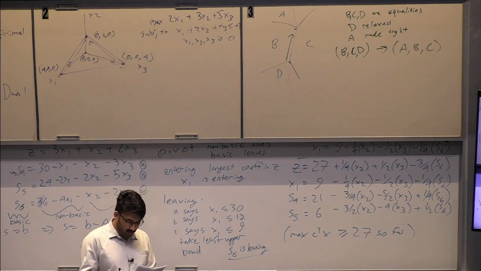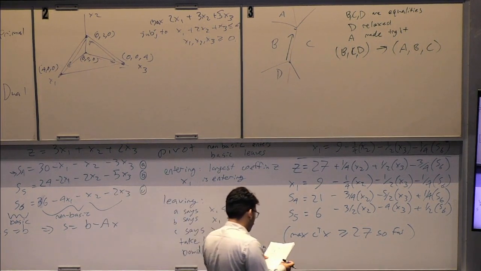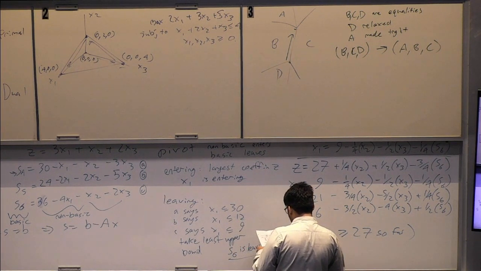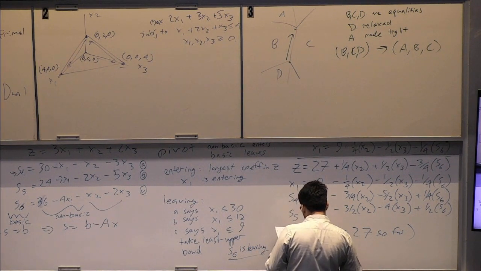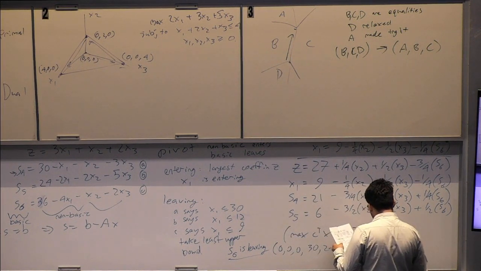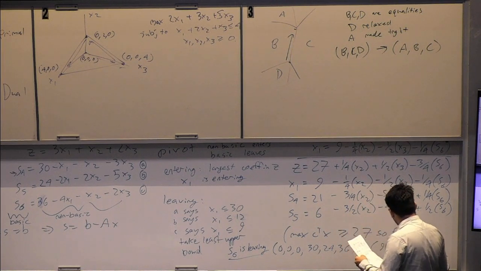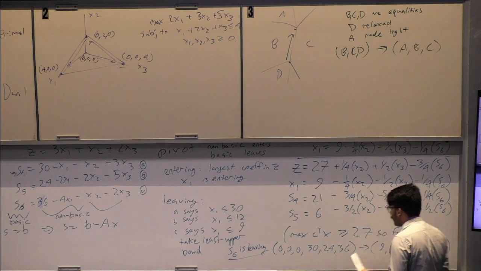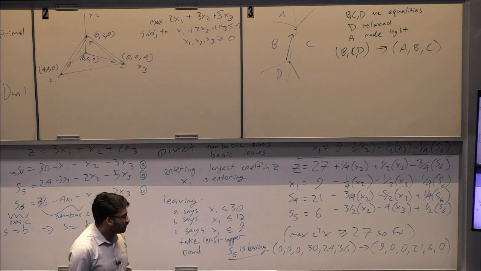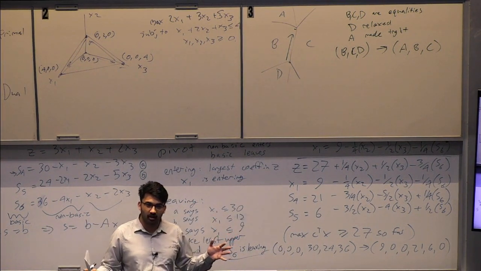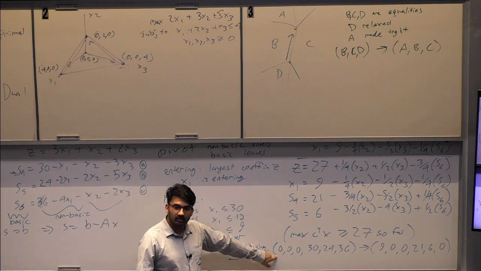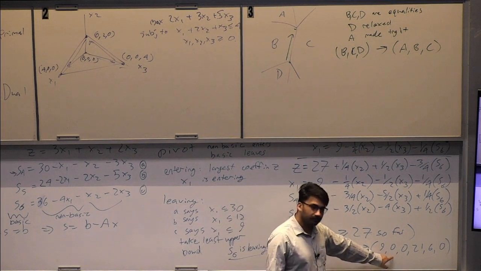This corresponds to the following walk. It's as if we went from 0, 0, 0, 0, 30, 24, 36 to the point 9, 0, 0, 21, 6, 0. Now, again, this is in six-dimensional space. Can't picture what that is. But those are points along the six-dimensional polytope as the intersection of planes. And we have gone from this point to this point, so far.